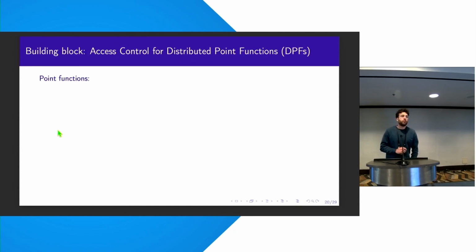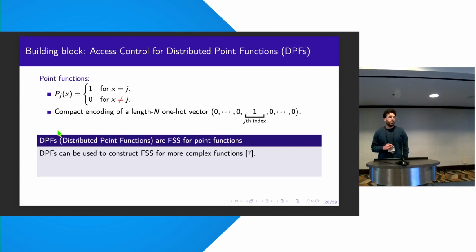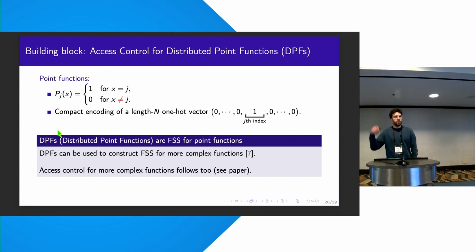And so the main building block we focus on in the paper is access control for distributed point functions, or DPFs. Point functions are functions that evaluate to 1 on some index, on input j, and evaluate to 0 on all other inputs. Another way to think of these functions is as a one-hot vector, because if you evaluate the function on the entire domain, you'll get 0 everywhere except at the jth index. In prior work, it has been shown that distributed point functions enable function secret sharing for more complex functions. And in our paper, we show that access control for DPFs enables access control for a larger class of FSS.